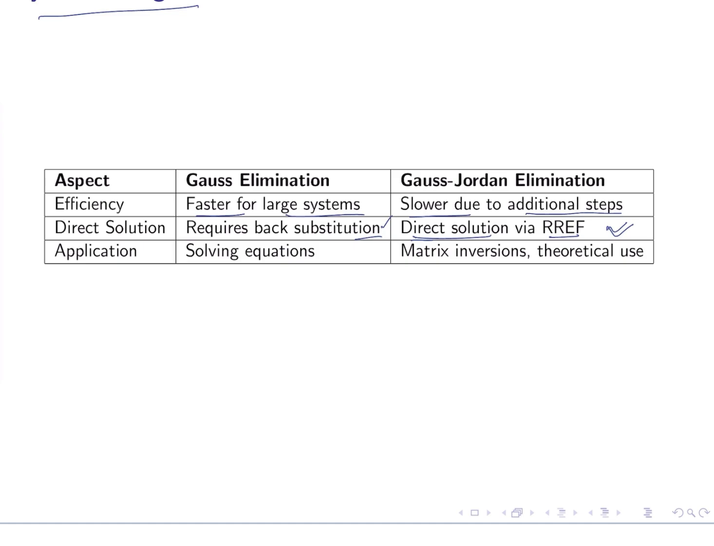And the application where it is mostly used: application in solving equations, right? As well as in numerical analysis. Gauss elimination is used in numerical analysis. And Gauss Jordan is used for solving equations as well as finding the inverse of a matrix, right? Matrix inversion.